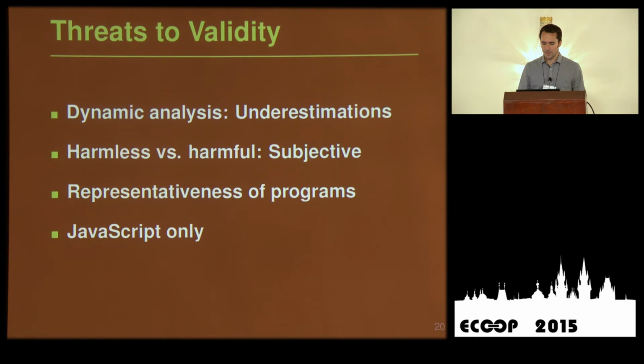Good, so as with all empirical studies, there are some threats to the validity of the conclusions we draw. The most important threat is probably that we apply dynamic analysis, so we underestimate the behavior of programs in various ways. For example, the degree of polymorphism that I've shown you is an underestimate because we don't know how many different types could be seen at a particular code location.